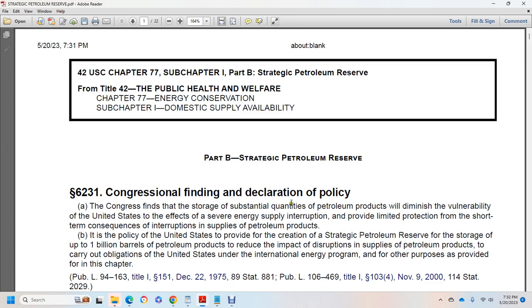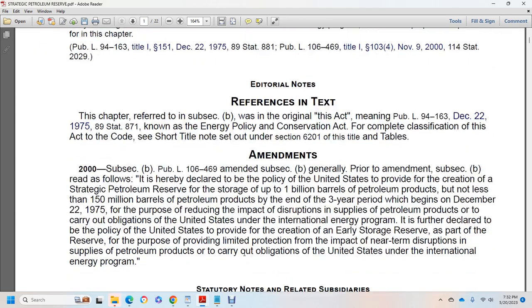Congress finds that storing substantial quantities of petroleum products will diminish the vulnerability of the United States to a severe energy supply interruption, and provide limited protection from the short-term consequences of an interruption in supply of petroleum products. It is the policy of the United States to provide for the creation of a Strategic Petroleum Reserve of up to 1 billion barrels of petroleum products to reduce the impact of disruptions in supplies of petroleum products, to carry out the obligations of the United States under the International Energy Program, and for other purposes provided in this chapter.